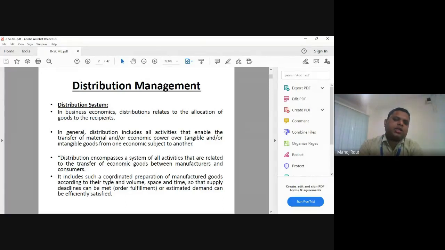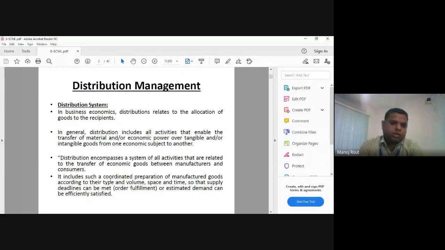In general, distribution includes all kinds of activities that enable transfer of raw material and or economic power for tangible or intangible goods from one economic subject to another. The next part is that distribution encompasses a system of all activities related to the transfer of economic goods between manufacturer and the consumers. It includes the coordination of preparation of manufactured goods according to their type, volume, space, and time, so that supply chain deadlines can be met in an efficient or satisfying manner.